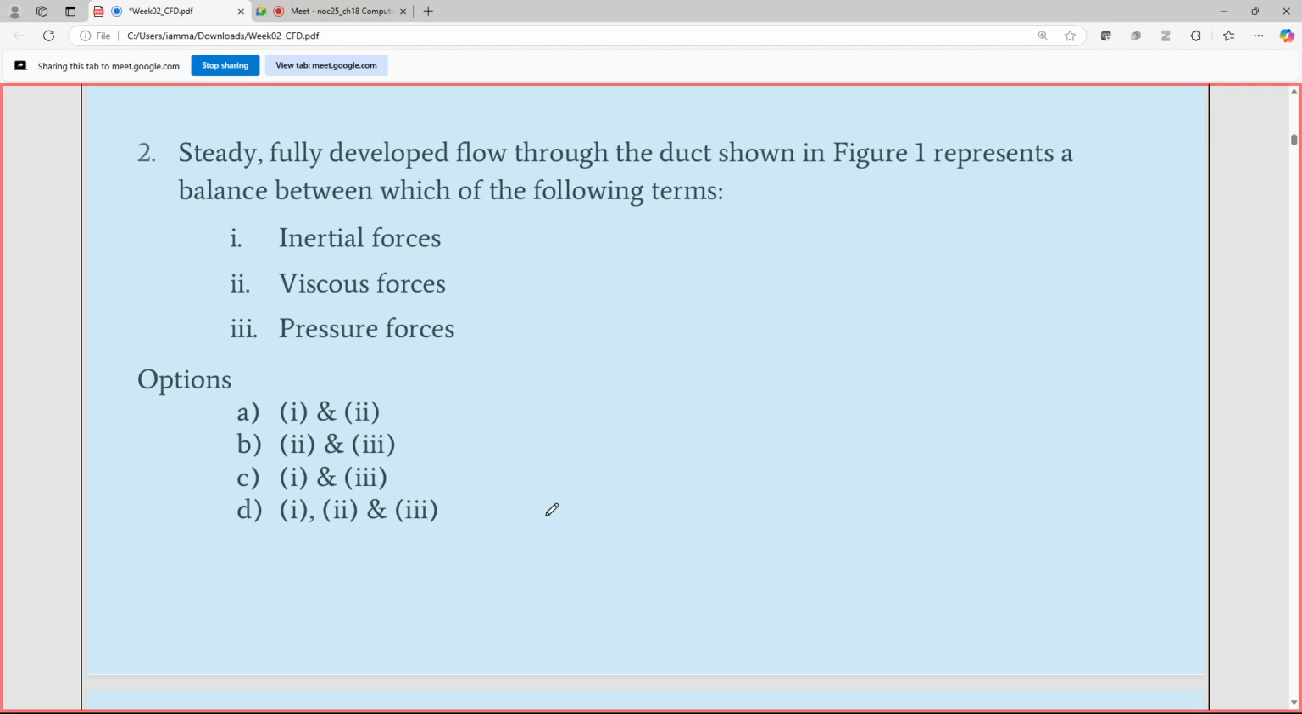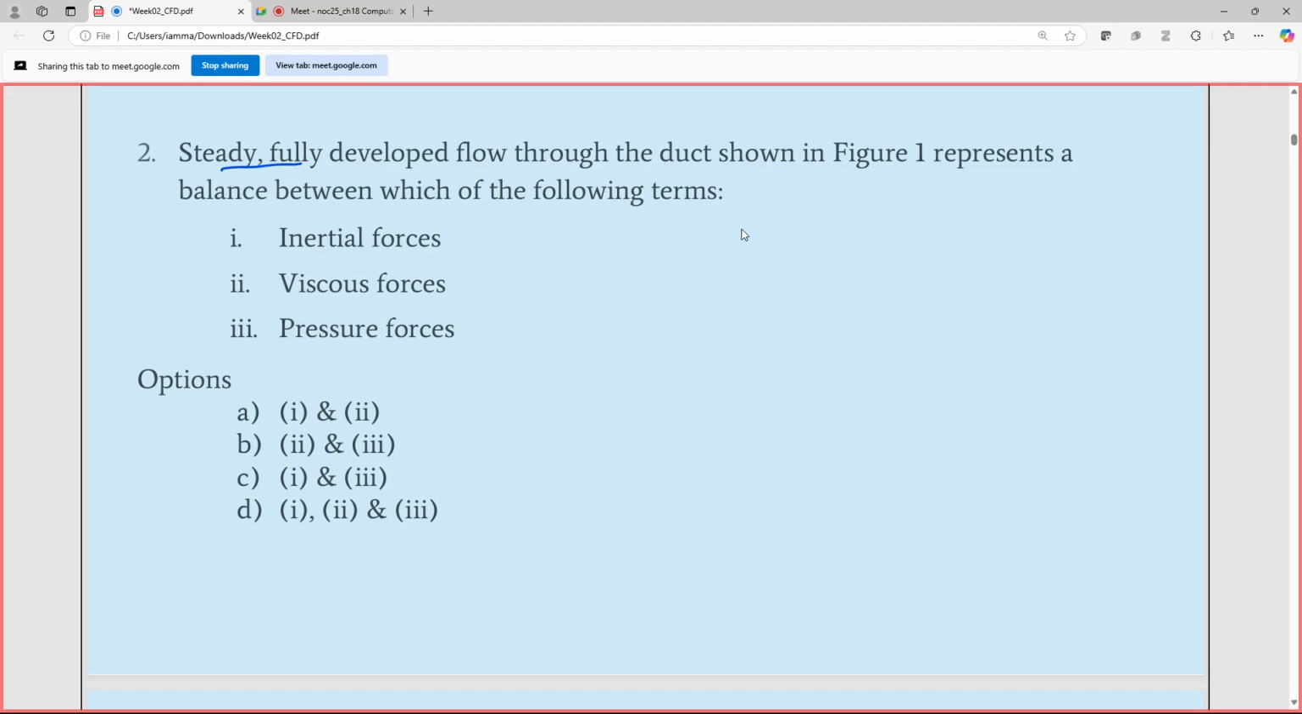Okay, next question. For a steady, fully developed flow through a duct shown in the figure, that is the same triangular duct, represents a balance between which of the following terms? 1. Inertial forces. 2. Viscous forces. 3. Pressure forces.